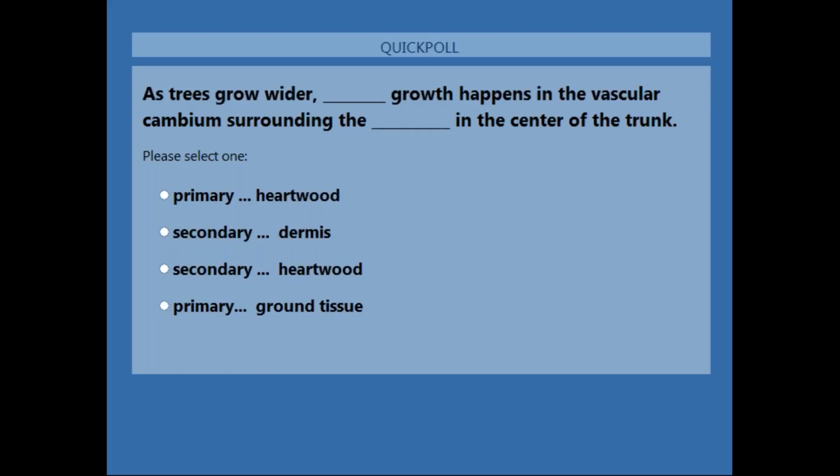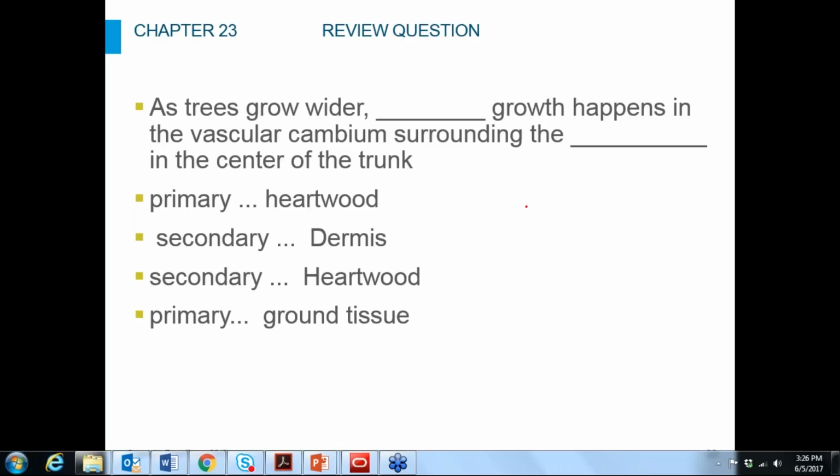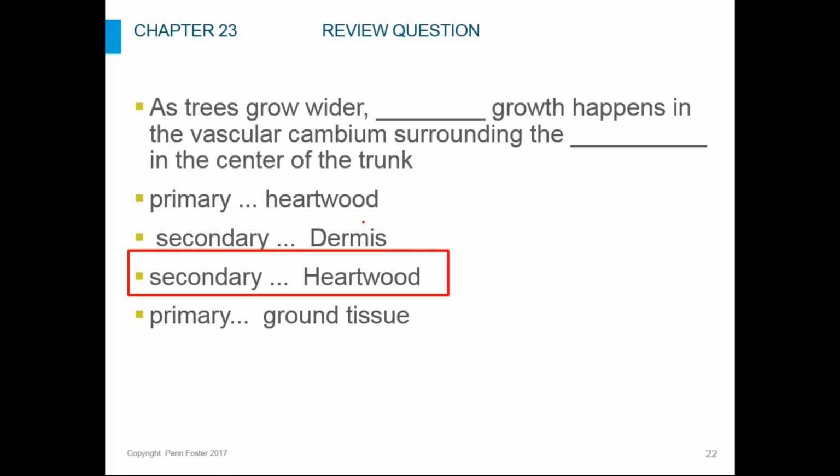All right, and we got 100% participation again, and it looks like everybody got the first part of it right. So our correct answer is secondary growth. So everybody selected an option that's secondary growth, so that's good. I'm just going to put an S here for secondary. So as the tree's growing wider, that's secondary growth, and it's surrounding the heartwood in the center of the trunk. I'll just put an H there for heartwood.